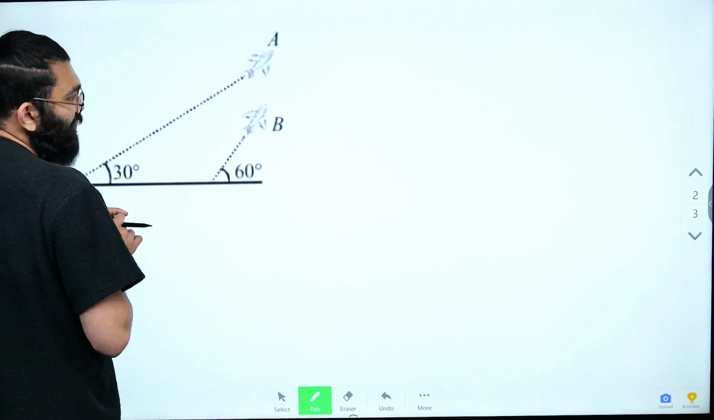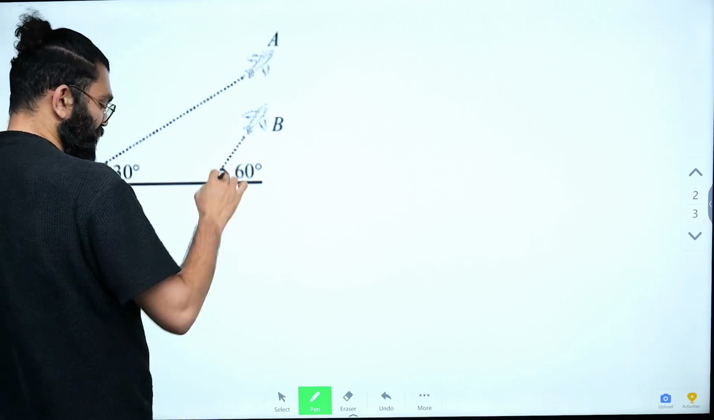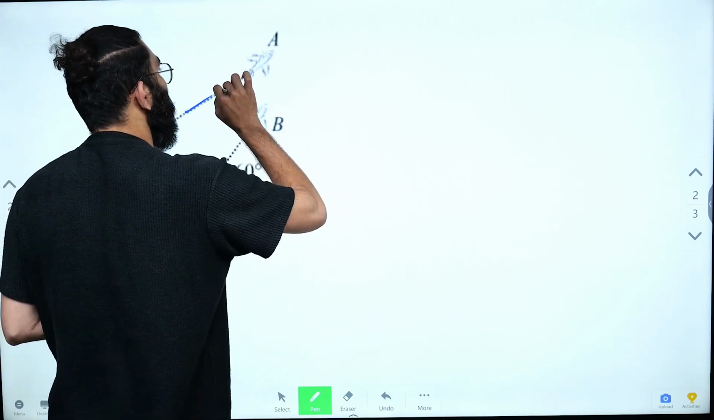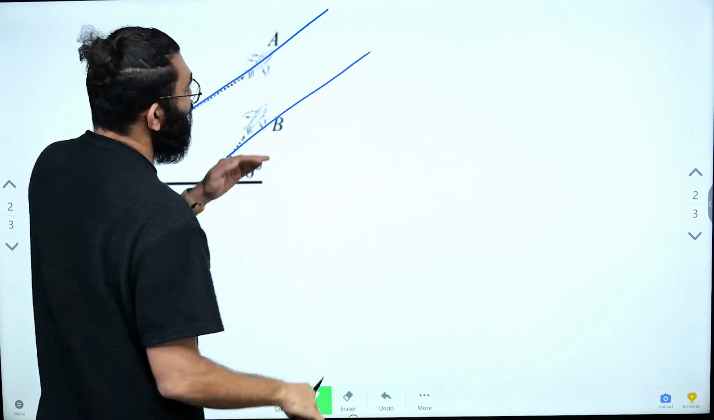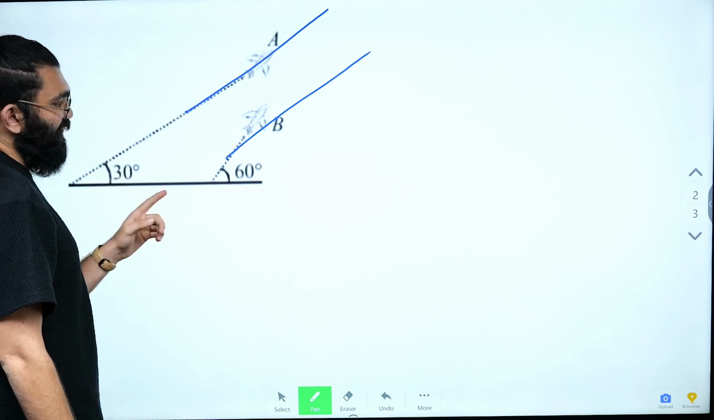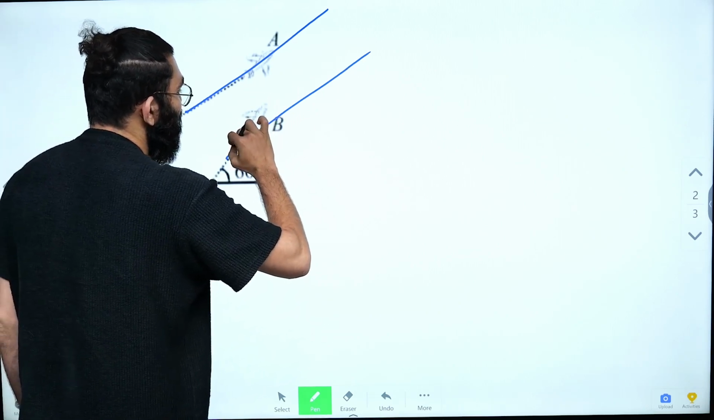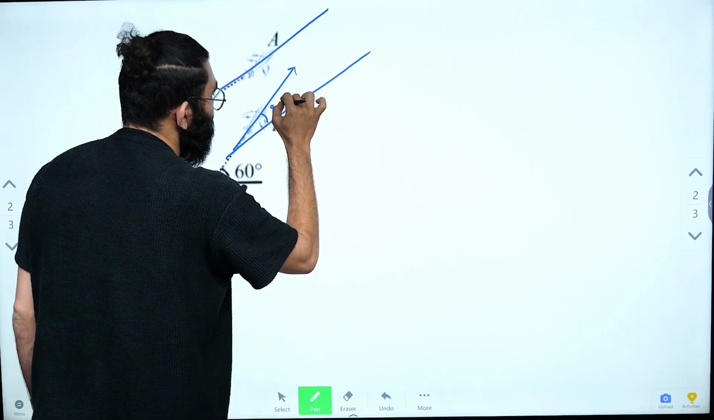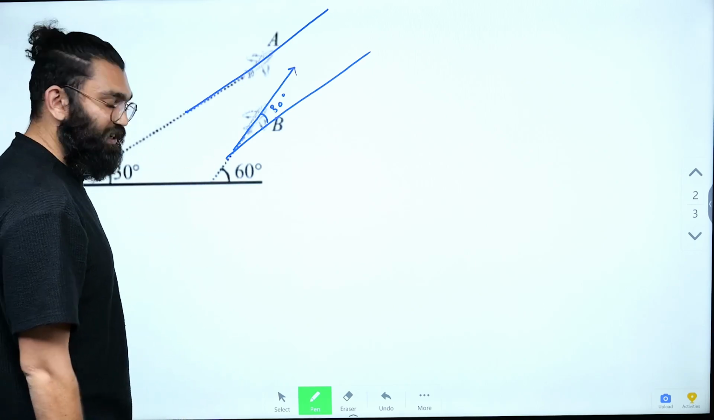See here, A and B are moving with some particular velocity, making an angle of 30 and 60 degrees with the horizontal, and this is the direction of motion of A. This is a line drawn parallel to the line of motion of A. The angle made by A with the horizontal is 30 and by B with the horizontal is 60. So the angle between the line of motion of A and B will be 60 minus 30, that is 30 degrees.